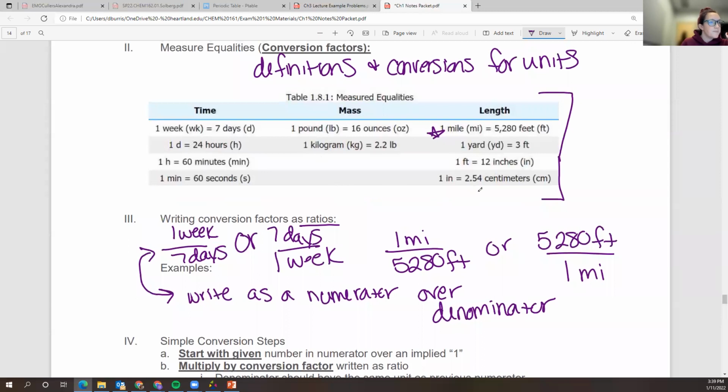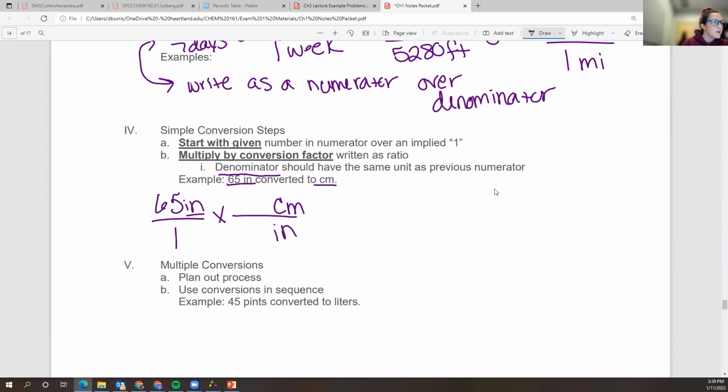So if you scroll up here, 1 inch is 2.54 centimeters. So that's the one I'm going to use. So I can write it this way. 1 inch is 2.54 centimeters. And that's essentially all I'm going to do to get this conversion.